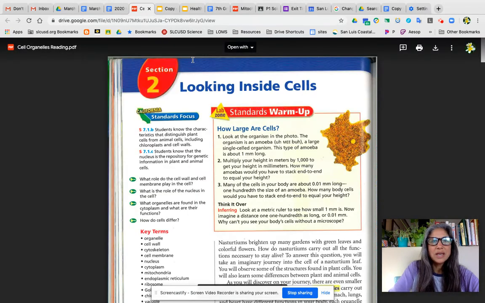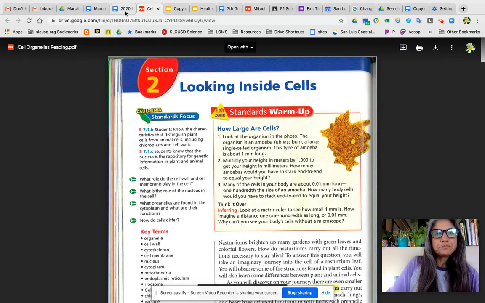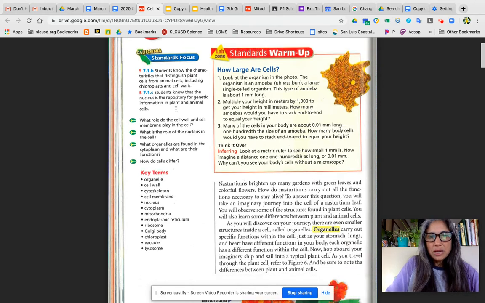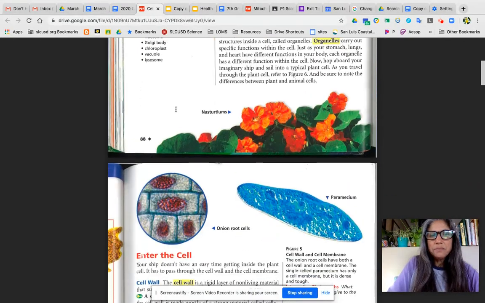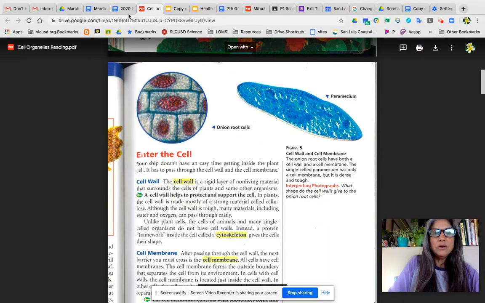So check it out. I also put in your textbook pages. So this is a little bit easier to read, more your grade level. And this was what I used to make your notes.